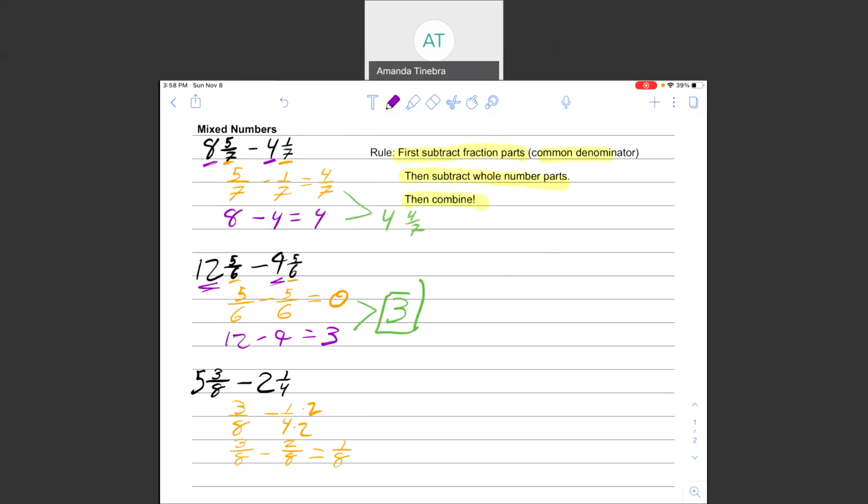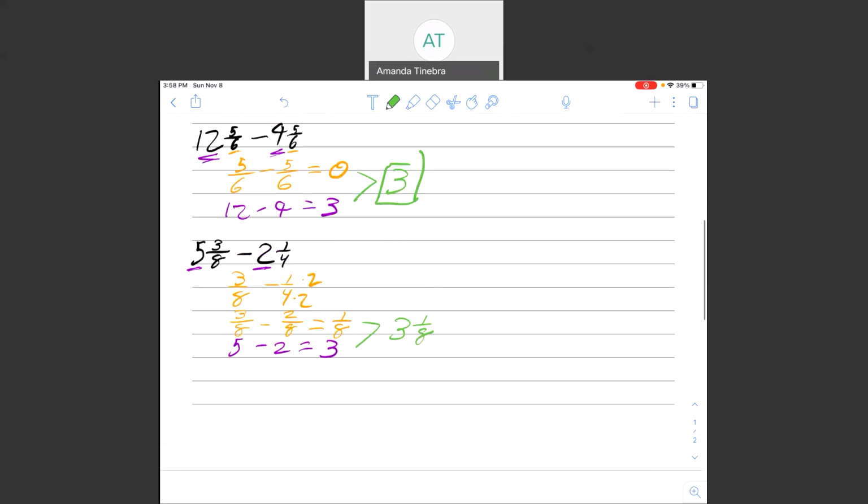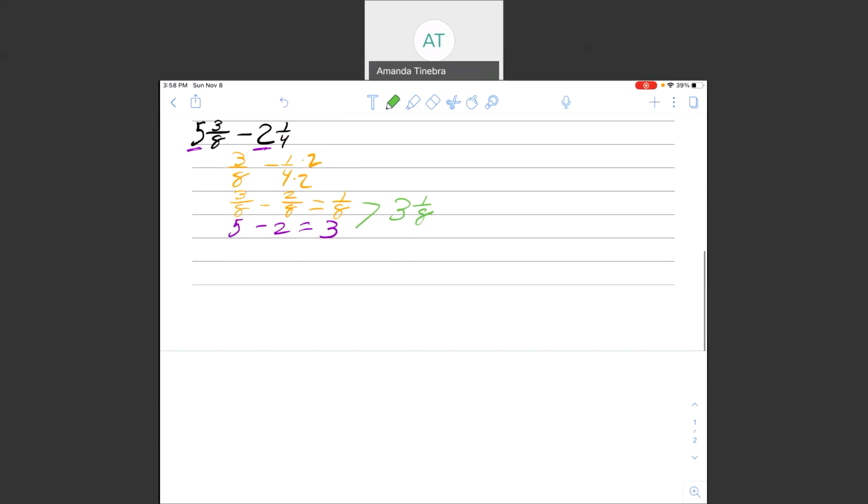Just like on the last problems, now I can just do 5 minus 2 and get 3. So when I go to combine these, I have 3 and 1/8. So far, everything is really similar to when we're adding. But there's another thing that can happen, which sometimes might throw us off a little bit. And I want to show you that.